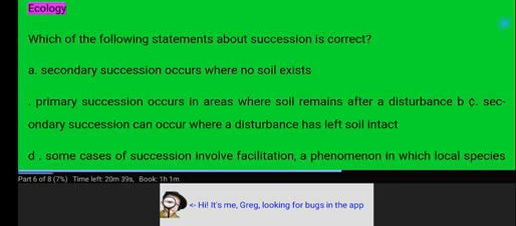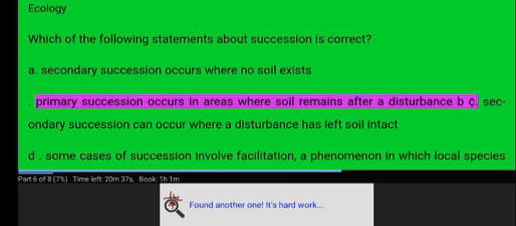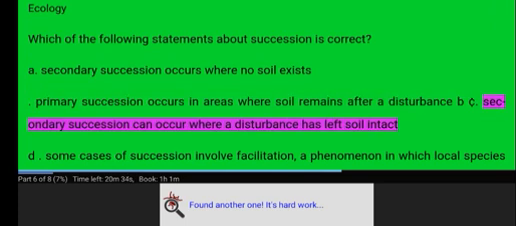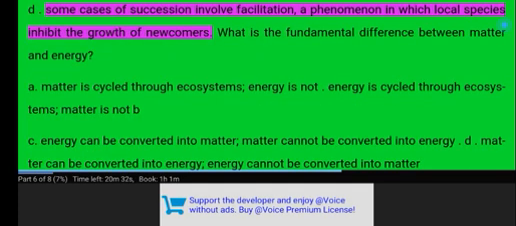Ecology. Which of the following statements about succession is correct? A. Secondary succession occurs where no soil exists. B. Primary succession occurs in areas where soil remains after a disturbance. C. Secondary succession can occur where a disturbance has left soil intact. D. Some cases of succession involve facilitation, a phenomenon in which local species inhibit the growth of newcomers.